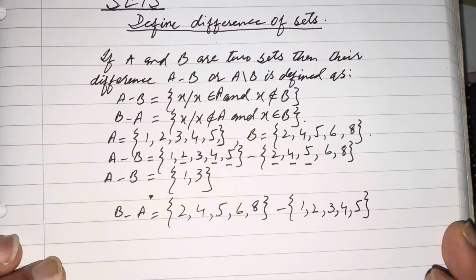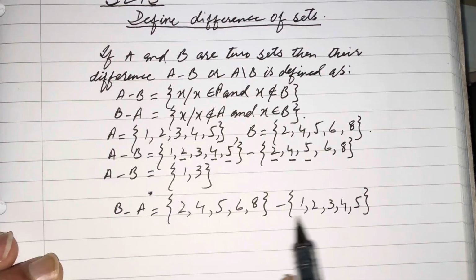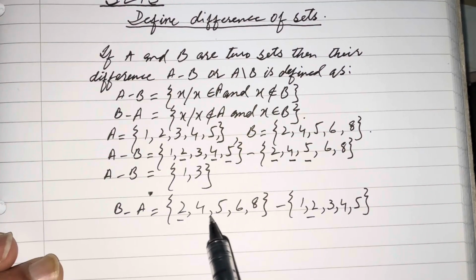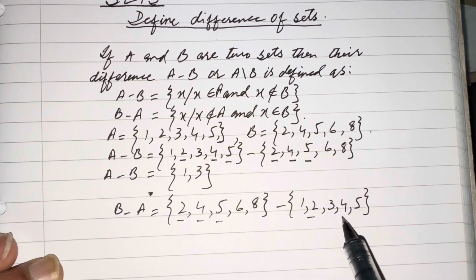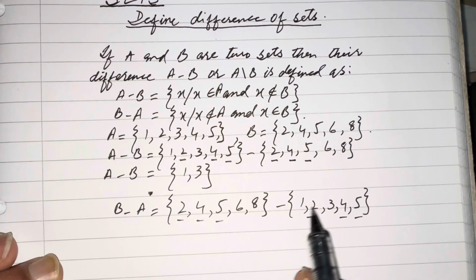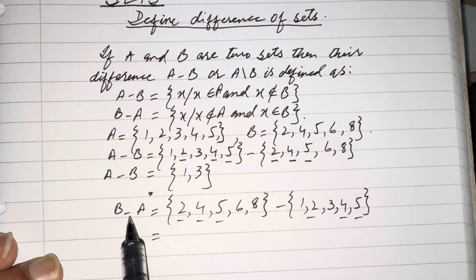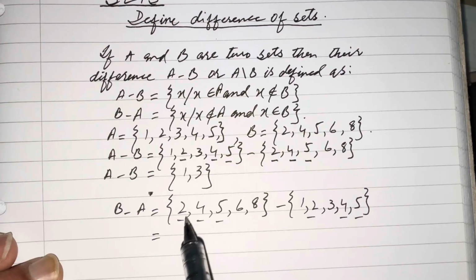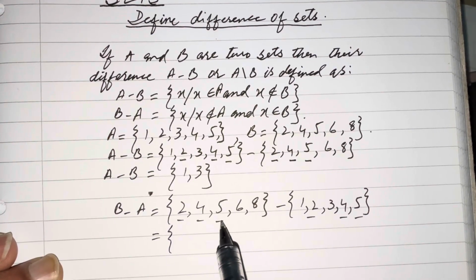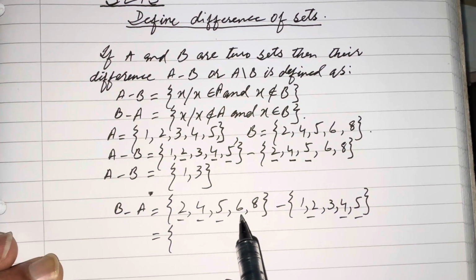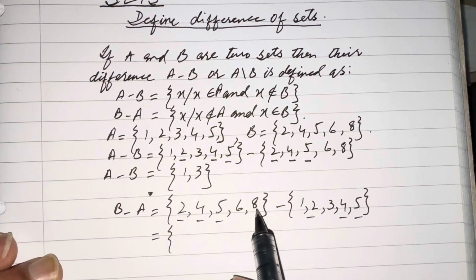So again, we will see the common elements of these two sets. Similarly, 2, 4, and 5 are the common elements of these two sets. So B minus A means the difference of B and A will be written as the remaining elements of set B in the answer. So the remaining elements are 6 and 8.